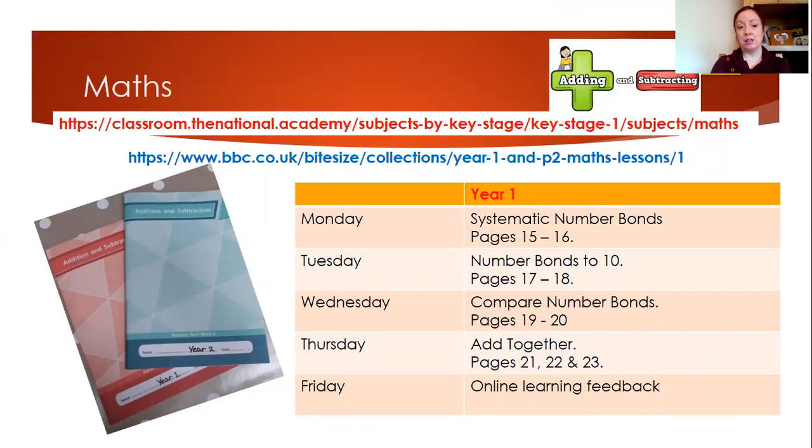Maths then this week, we're still working from our White Rose maths books, and we're still thinking about those number bonds. So on Monday, we've got systematic number bonds on pages 15 and 16. Tuesday, number bonds to 10, on pages 17 and 18. Wednesday, comparing number bonds on pages 19 and 20. Thursday, we're adding together on pages 21, 22 and 23. And then on Friday, we've got our online learning feedback session, okay?